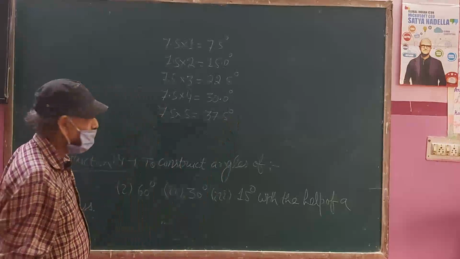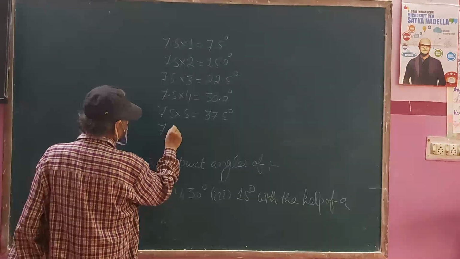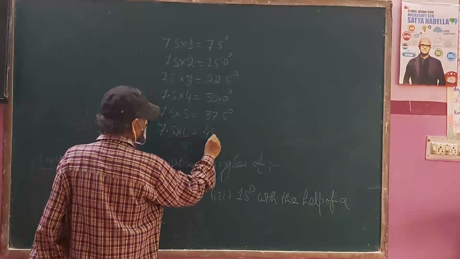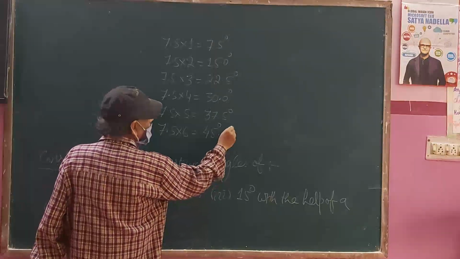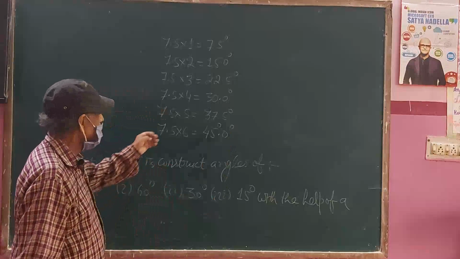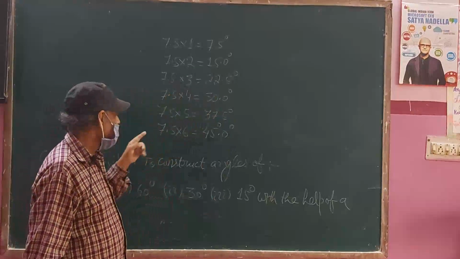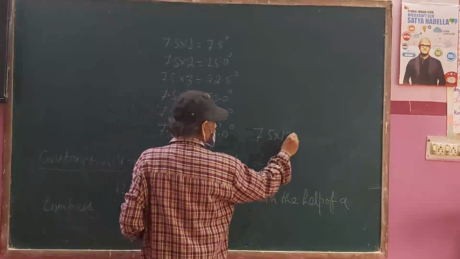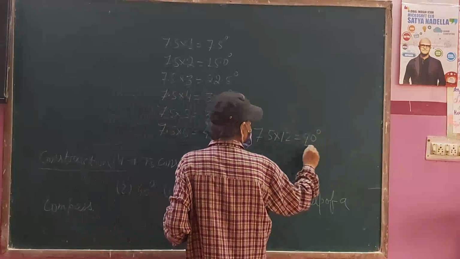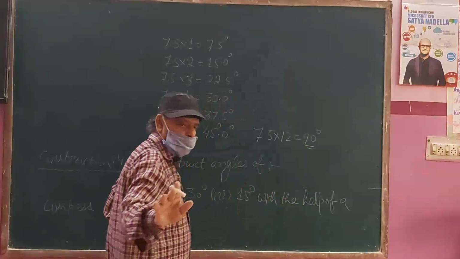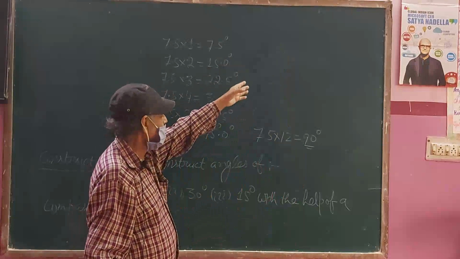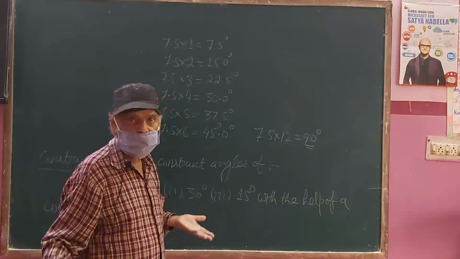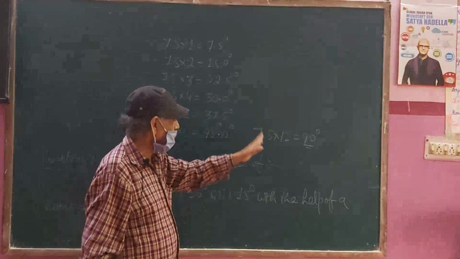You can look here, 7.5 into 5, 7.5 into 6, 7.5 into 6 is your 45. Likewise, you go on adding 7.5, 7.5, and you will get, likewise, 7.5 into 12 is 90 degree. You can fill up. Do it yourself by multiplying 7.5 by 7, then by 8, then by 9, then 7.5 into 10, that will be 75. At last it is 7.5 into 12, that is 90 degree.